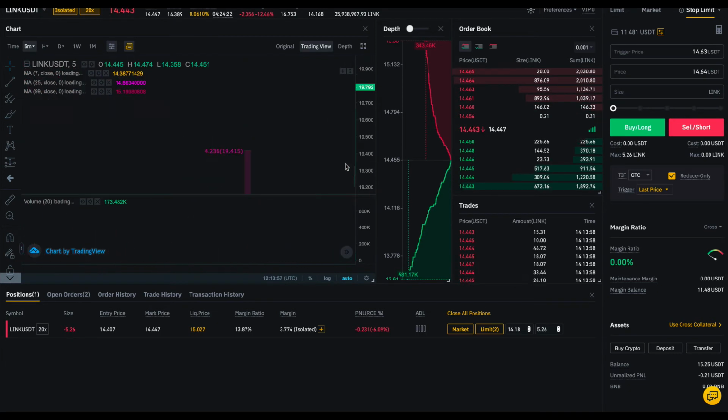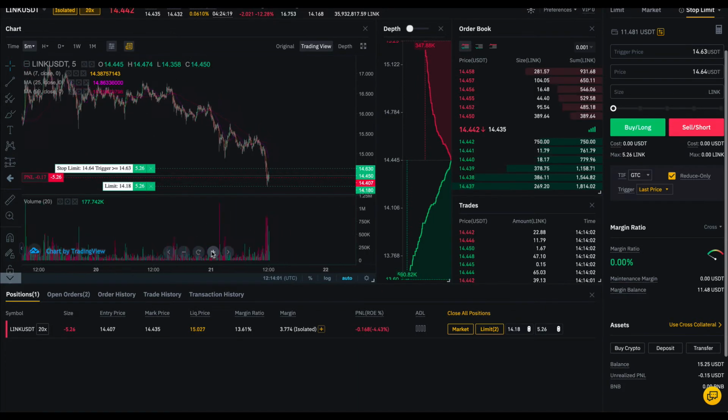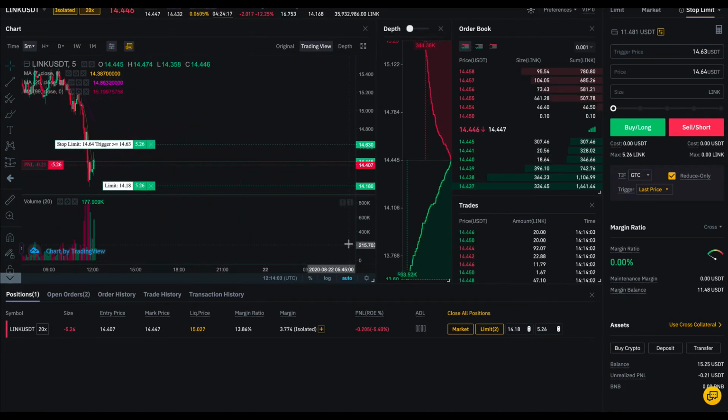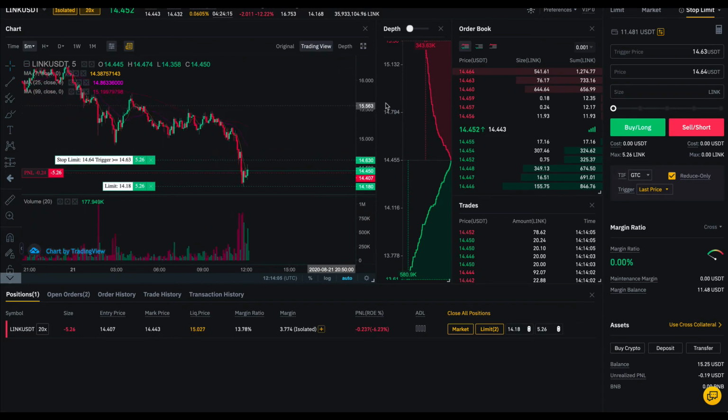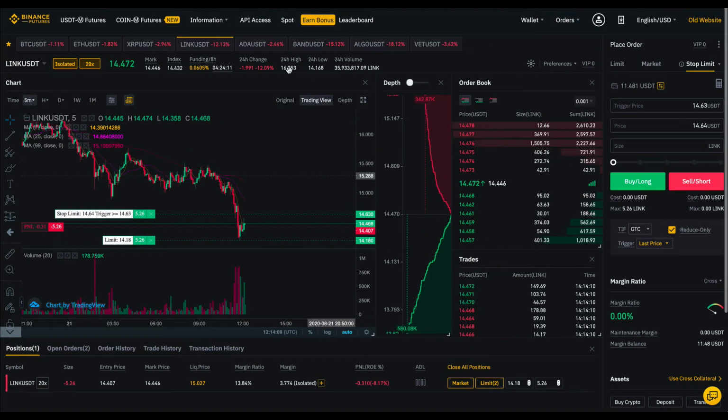Just leave that one running. Really do fight with this market sometimes. And let's move to the spot market.